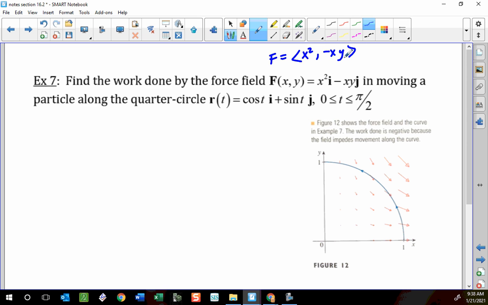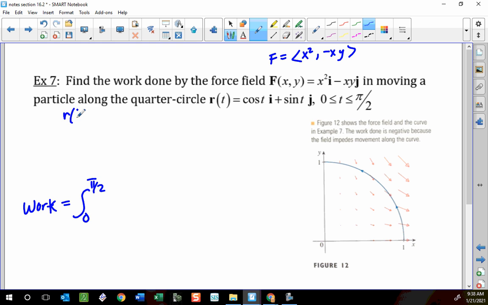All right, so we're moving along a quarter circle. So it's just a circle with radius 1, and it is only in the first quadrant. That's why you see 0 to pi over 2. So when we calculate our work, it is 0 to pi over 2. All right, but let's make up some of our problems.